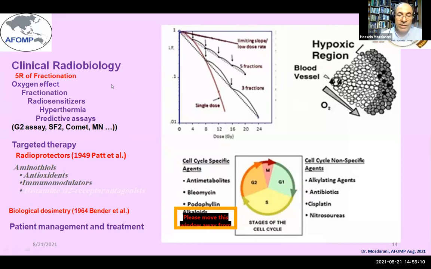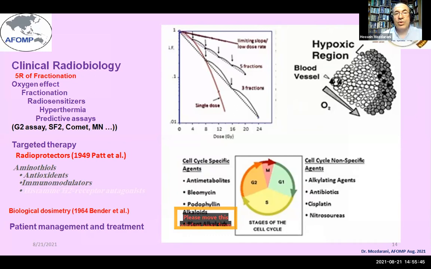Use of predictive assay is important for predicting tumor response to radiation in clinical situation. Use of chemical radioprotectors is important for protection of normal tissue. Also, use of radiosensitizers is important to enhance the effect of radiation. All of these effects occurring at cellular level are mainly due to DNA double strand breaks.